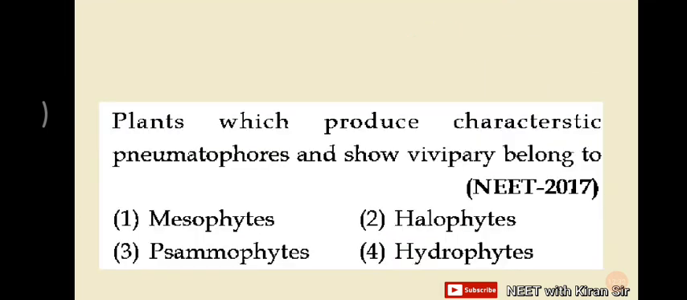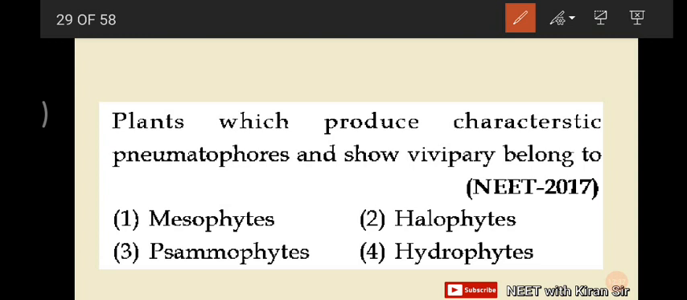Next one. Plants which produce characteristic nematophores and show vivipary belong to which group? First we'll talk about nematophores. Nematophores are roots which grow vertically upward and are found in mangroves or halophytes. They are meant for respiration, hence they are also called breathing roots. Remember that.